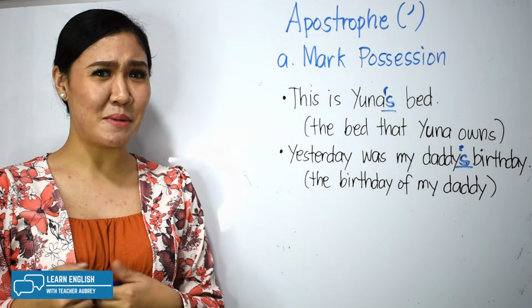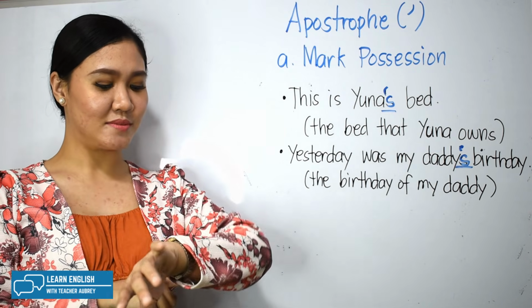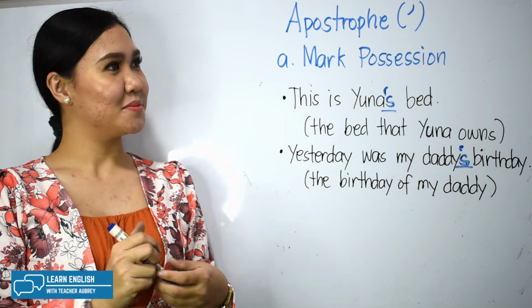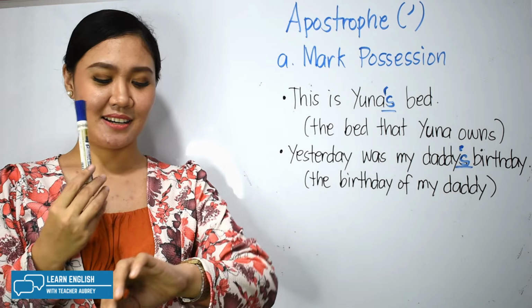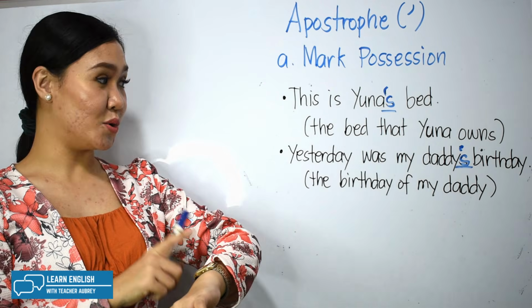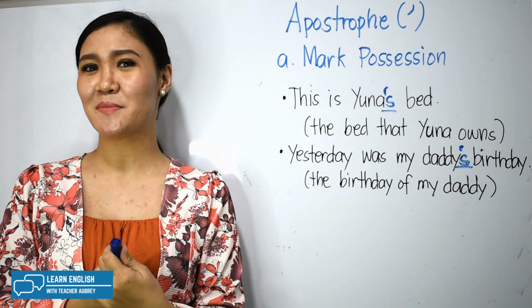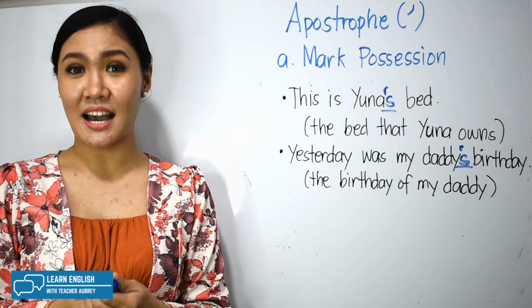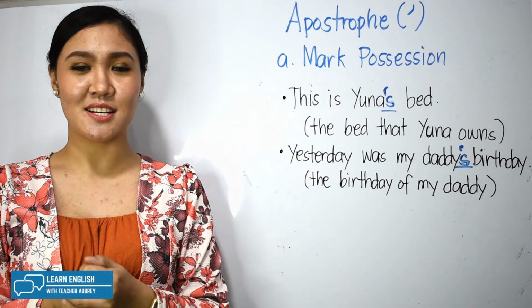Subukan nyo nga mag-isip ng ibang bagay na pag-aari ninyo. Ako, Aubrey's watch. Aubrey's marker. The watch is owned by Aubrey. The marker is owned by Aubrey. Subukan nyo nga mag-isip. Anong bagay yung mga nagpapakita ng pag-aari ninyo? Try to put your comment on our comment section below.